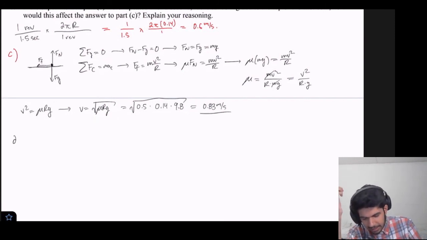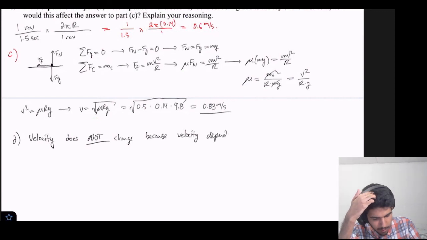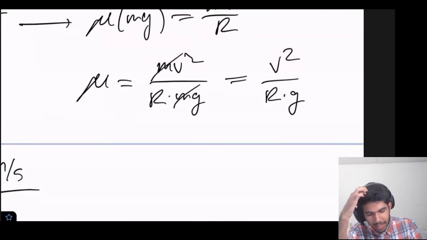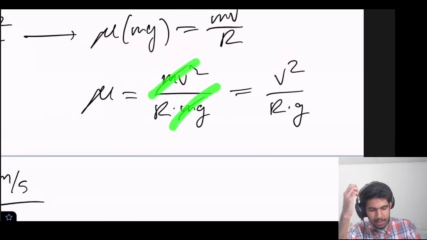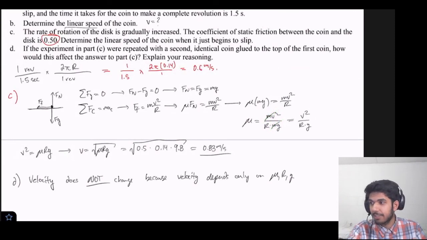So for d, the velocity does not change, because velocity depends only on mu, r, and g. And even if we look here, in our calculations to eventually solve for v squared, we canceled out the m's. The mass is canceled. So the velocity does not change, even though we have a larger coin.